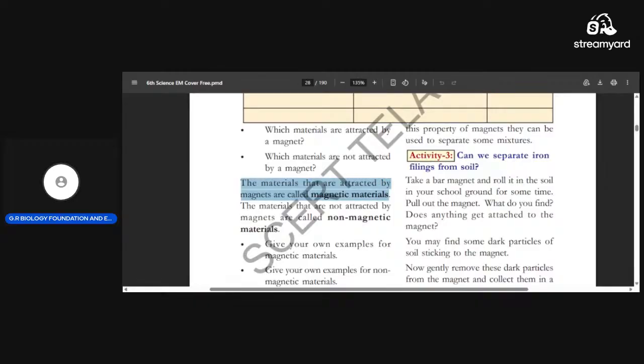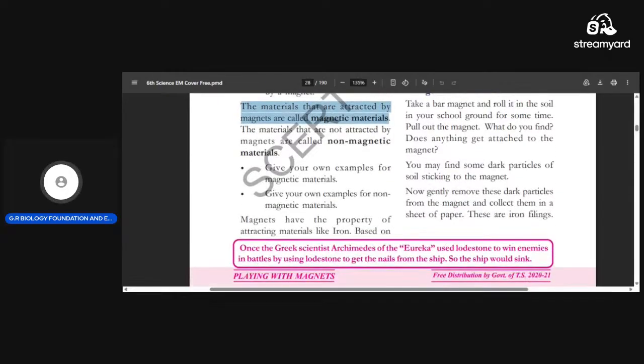There is a difference. Two questions are there. What are magnetic materials? What are non-magnetic materials? Materials which are attracted by the magnet are magnetic materials. Materials which are not attracted by the magnet are non-magnetic materials. So we are going to classify two types of materials. Some are attracted by the magnet, those are magnetic materials. Some are not attracted by the magnet, those are non-magnetic materials. So clear. Here you understood the magnetic and non-magnetic classification.